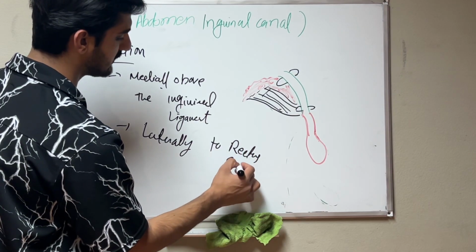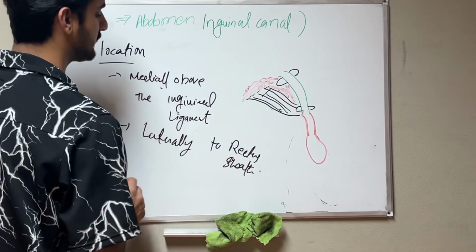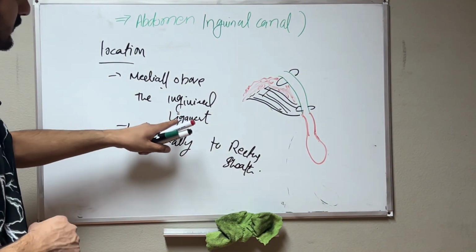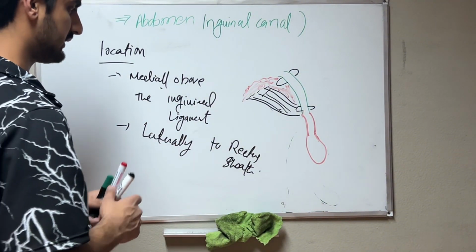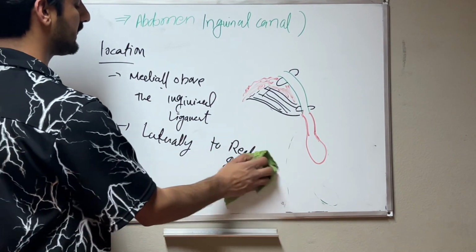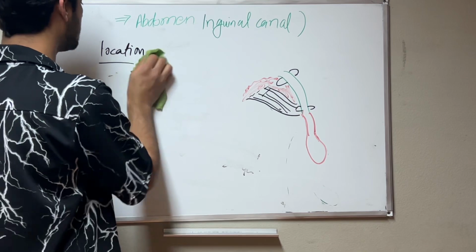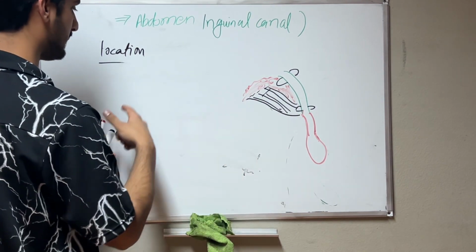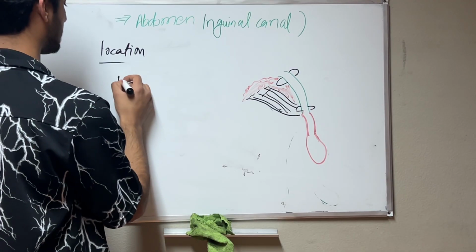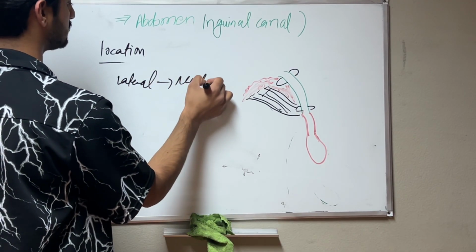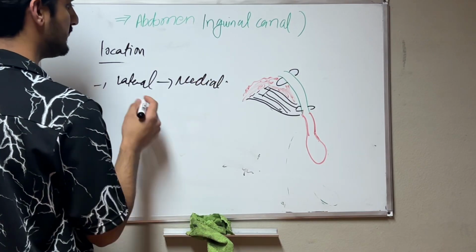What is the rectus sheath? We have already discussed the rectus sheath. It is the middle, above the inguinal ligament and related to the rectus sheath, and they are situated on both sides, going from lateral to medial, and then we have two rings.